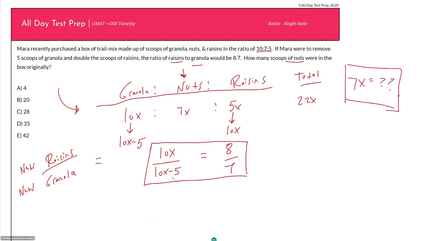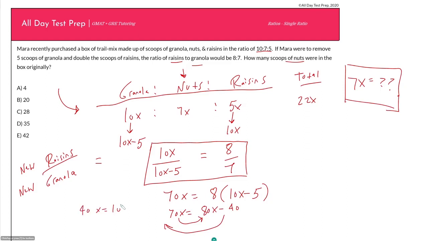And then we just got to cross multiply to solve for our multiplier x. So 70x is equal to 8 times 10x minus 5. 70x is equal to 80x minus 40. Subtract 70x from each side, add 40 to each side. 40 is equal to 10x. x is equal to 4.